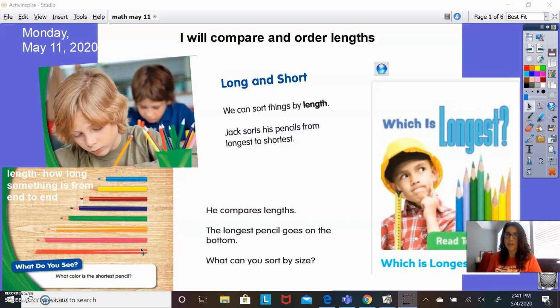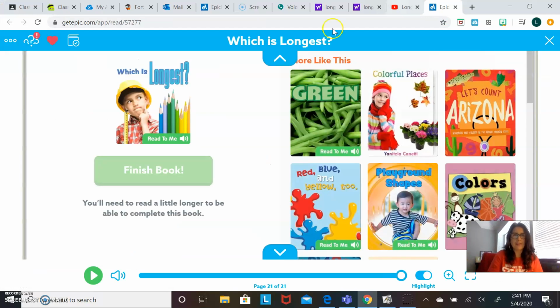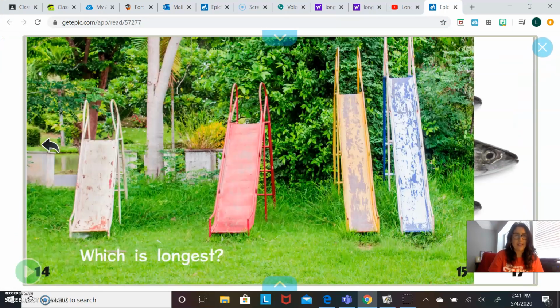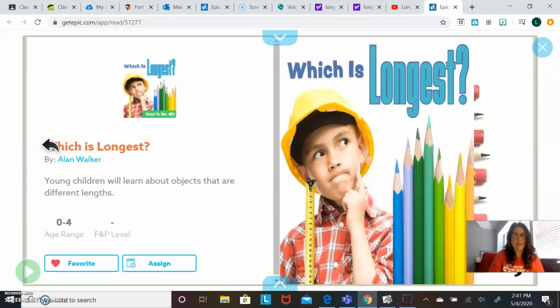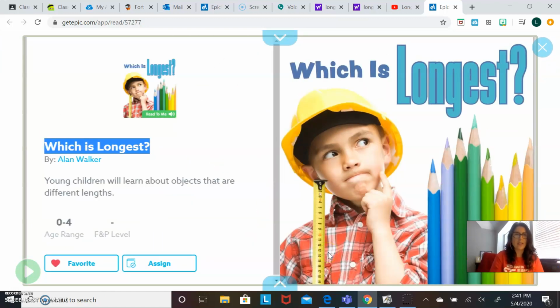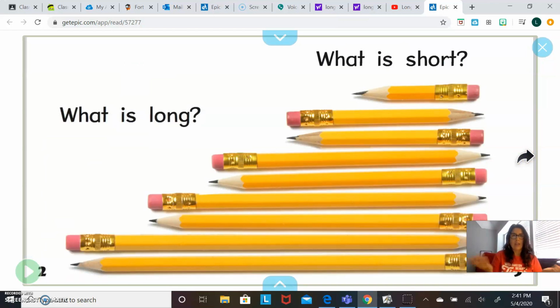So we're going to read our book, Which is Longest, first. Go to the beginning of this book. Which is Longest by Alan Walker. What is long? What is short? Can you look here and see which pencil is shortest and which is longest?